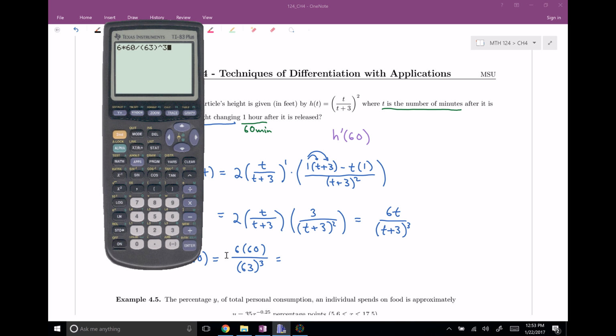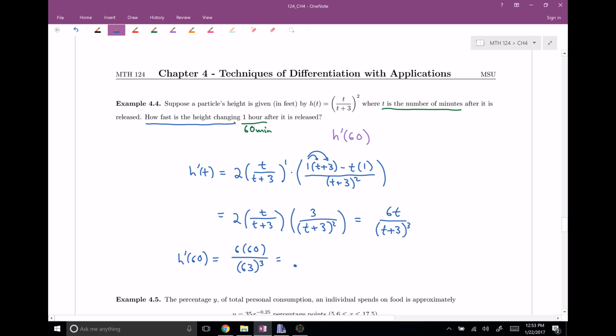And just thinking about it, 63 cubed is a lot bigger than the numerator up here, so I know it's going to be a number pretty close to 0. 0.001439. So I'm going to do 0.00144. And now remember, whenever you have a derivative in a real world problem, we need to think back to units.